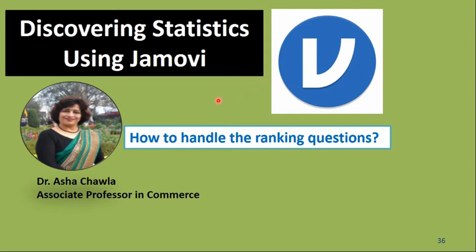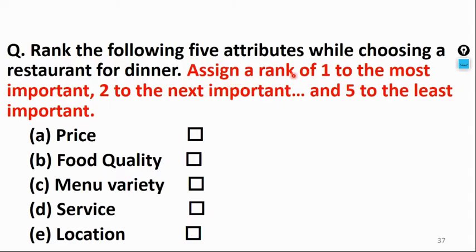Hello friends, in the playlist of Discovering Statistics using Jamovi, today we will learn how to handle ranking questions. Find rank of 1 to the most important, 2 to the next important, and 5 to the least important. Here 5 attributes have been asked: price, food quality, menu variety, service, location.